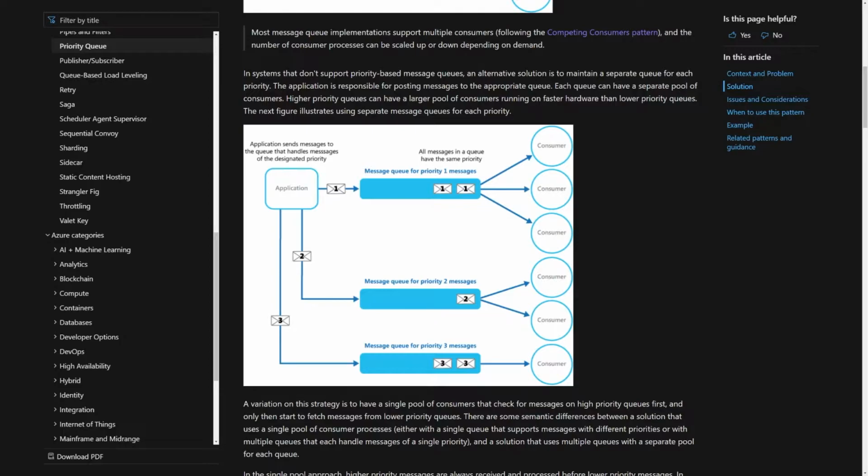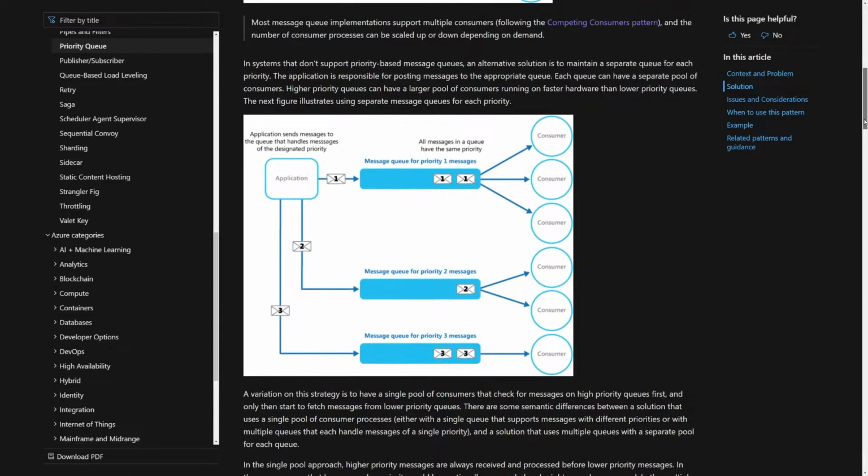Gotcha. If you remember when we talked in the past about competing consumers patterns, what we've got is three separate pools of consumers all competing for messages from each queue. And they might have separate amounts of compute allocated to them. So you might have an auto scale rule on the consumers that are doing compute for priority queue 1, which would have a higher threshold, so it can scale faster or scale out more. So priority 1 messages always get processed more quickly.